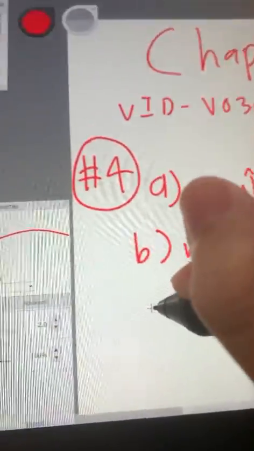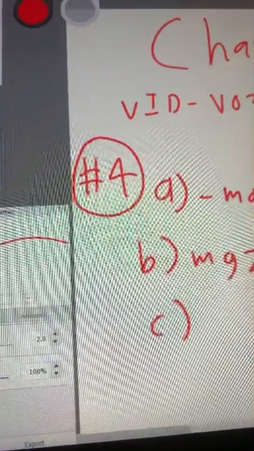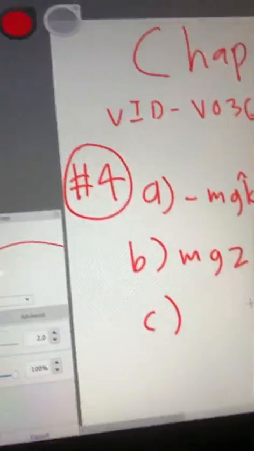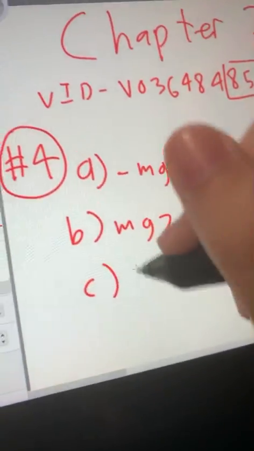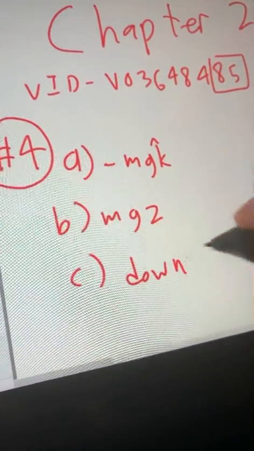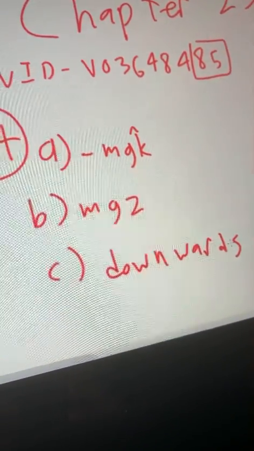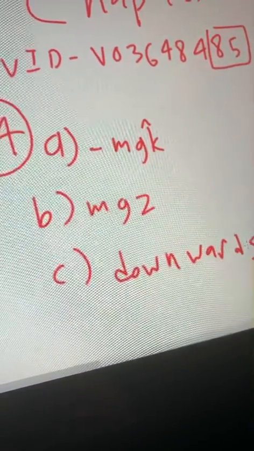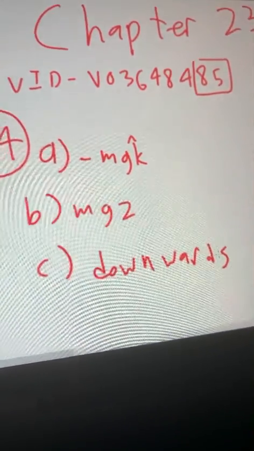Part C asks us, in what direction does the object accelerate when released with initial velocity upward? So, since the initial velocity is upward, the direction that the object will accelerate will be downwards, due to it having to be opposite to the direction it began as.